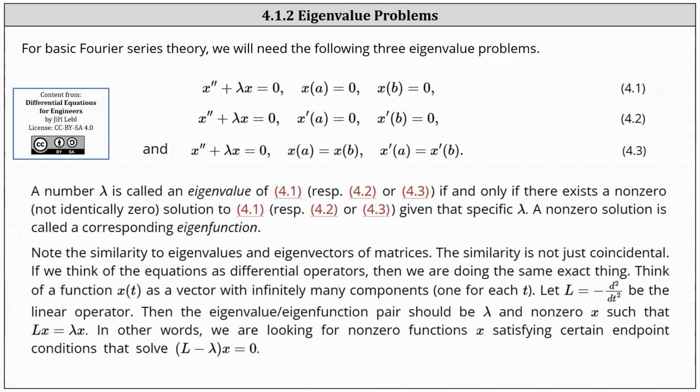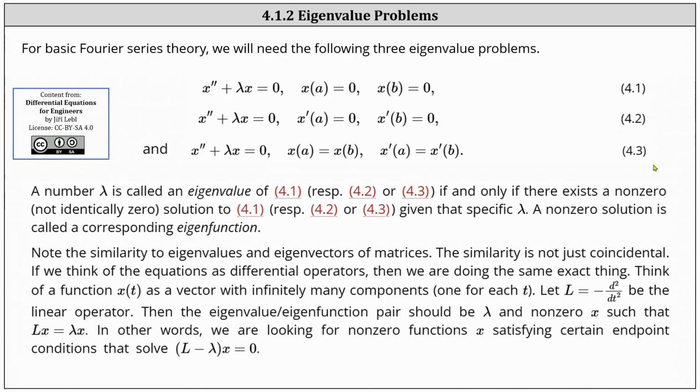In this lesson, we'll find the eigenvalues and eigenfunctions of a given boundary value problem. For basic Fourier series theory, we'll need the following three eigenvalue problems. For 4.1, we have x double prime plus lambda x equals 0, where x of a and x of b equals 0. For 4.2, we have x double prime plus lambda x equals 0, where x prime of a and x prime of b equals 0.